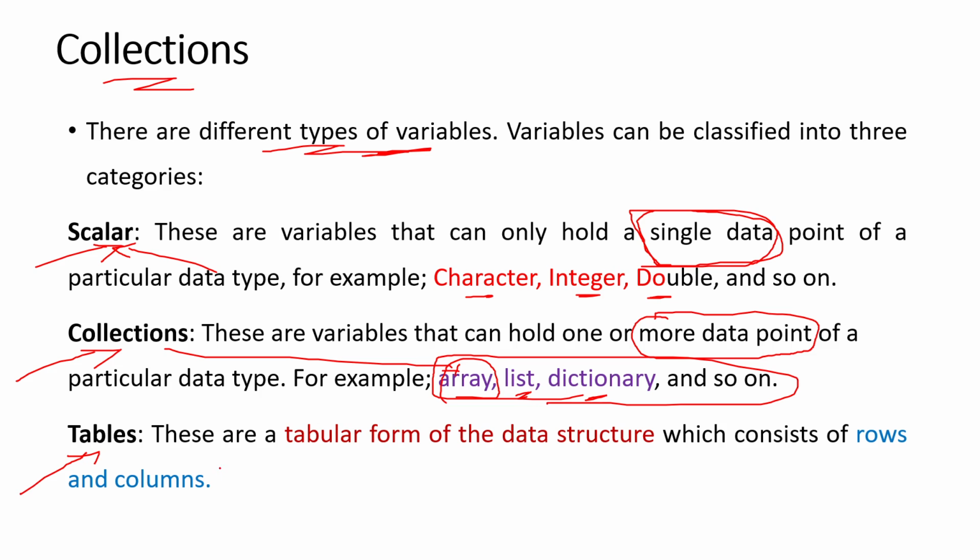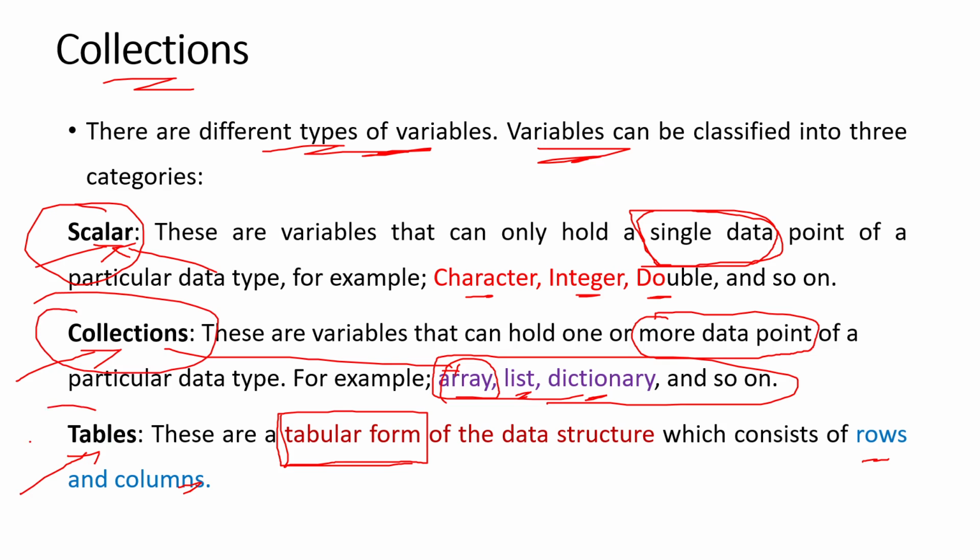Clear? And this is interesting. Tables, as the name itself says, are used to hold data in the form of a table, I mean rows and columns. We shall see this again in the coming classes. So the bottom line is, generally variables can be classified into three types: scalar variable, collection variable, and table variable. Depending on the requirement, you have to choose whether your variable should be scalar, collections, or tables.